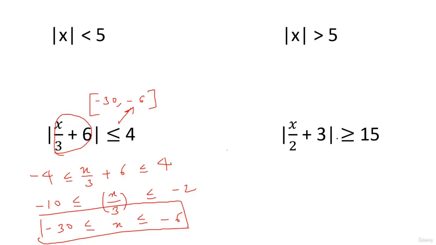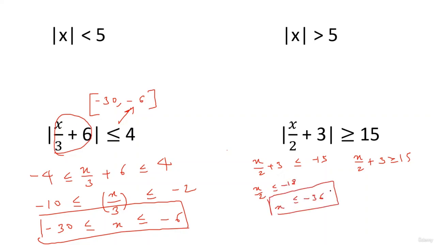We have mod of x by 2 plus 3 greater than equal to 15. Just now we saw mod अगर greater than 15 है, for example, that means x by 2 plus 3 पहली बात तो 15 से बड़ा होना चाहिए, greater than equal to, and x by 2 plus 3 should be also less than equal to -15. So this will give you an answer. Take 3 on the right hand side. You will have x by 2 less than equal to -18, or x is less than equal to -36, right?